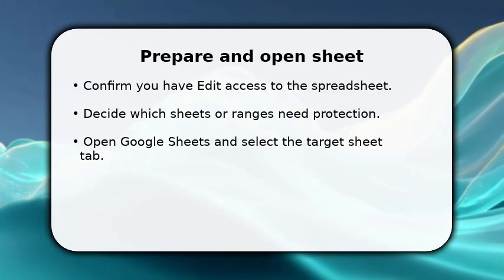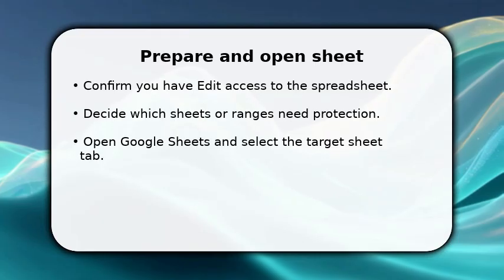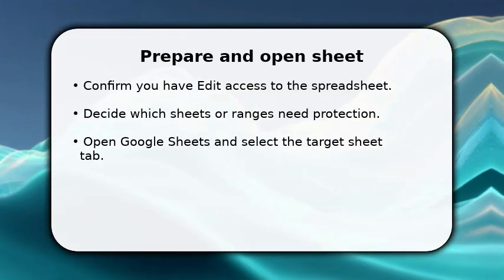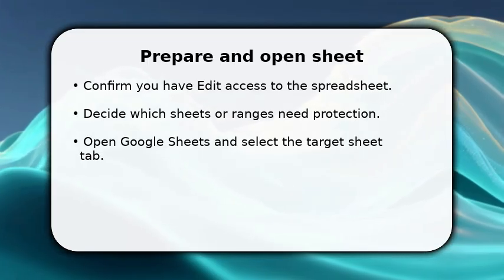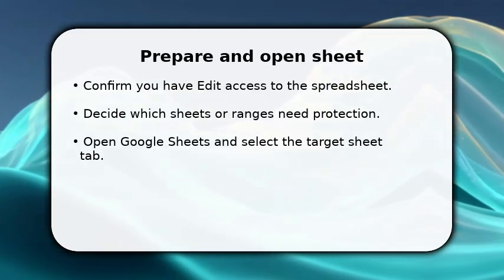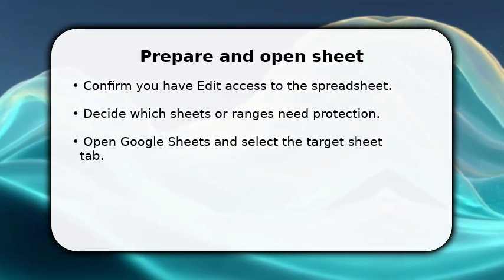Enjoy the video. You start by opening the spreadsheet and confirming you have edit access. Without it, you cannot set protections. Once done, decide whether you need to protect the whole sheet or just specific ranges, because the steps differ slightly. Make sure collaborators understand the change in advance to avoid surprises.